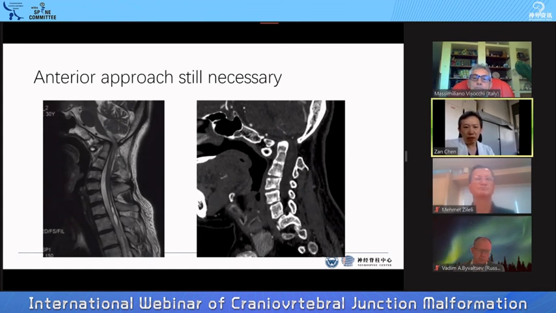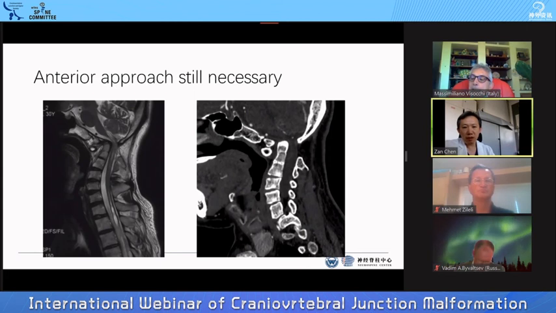There are some cases where I'm not sure I can treat that kind of patient with a posterior approach. So I think the anterior approach is still necessary. It's a very useful complement for some kinds of patients.